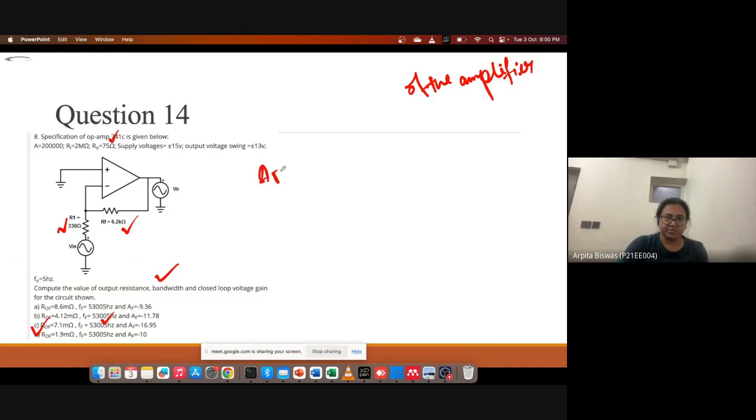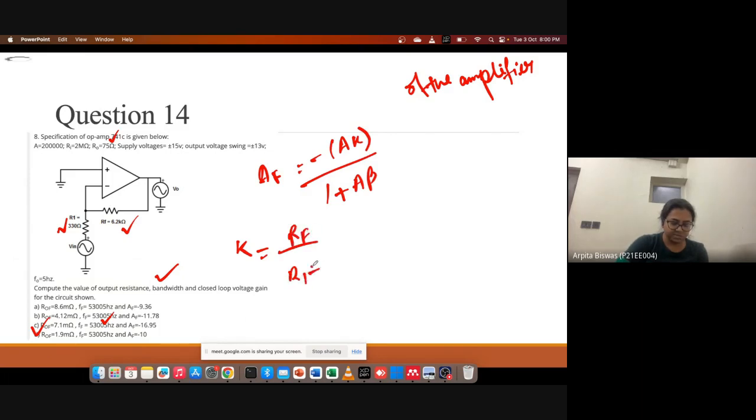Then what is the value of A minus A into K by 1 plus A beta? Now, how to calculate the value of K? It is RF by R1 plus RF. So what is the value of RF here? 6.2 kilo ohm. R1 is 330 ohm plus RF is 6.2 kilo ohm.